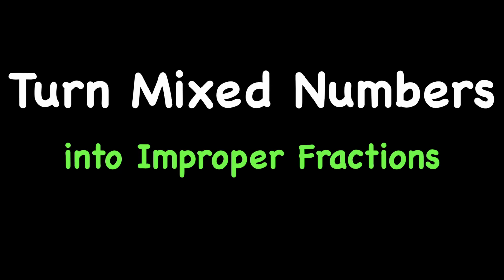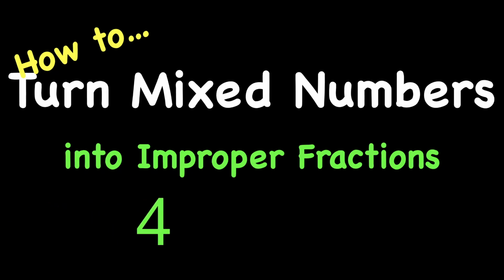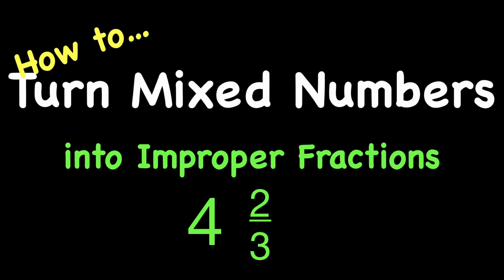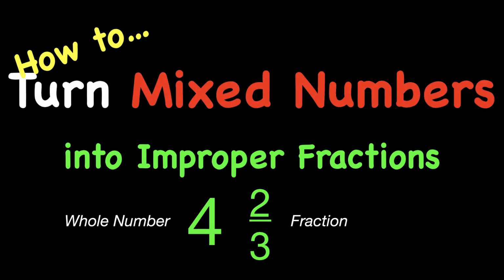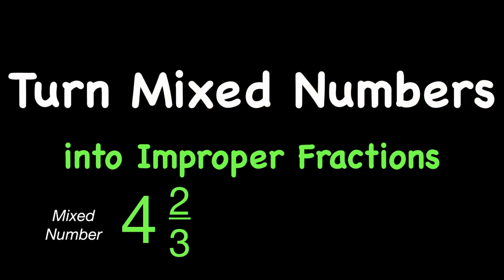Today's lesson is on how to turn mixed numbers into improper fractions. So a mixed number example of that would be 4 2/3. The 4 would be a whole number and the 2/3 would be a fraction. And when you take a whole number and a fraction together, it's kind of like mixing them up, and that's what's meant by a mixed number. So our job today is to take a mixed number like 4 2/3 and rewrite it as a fraction.